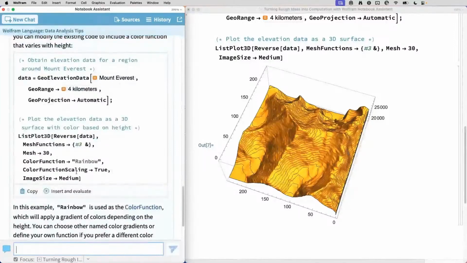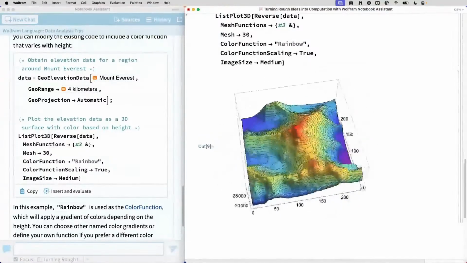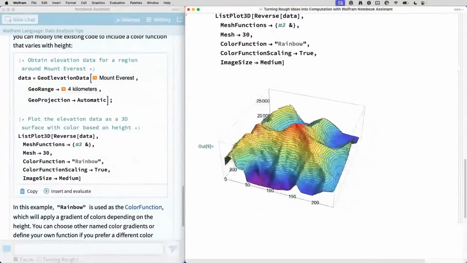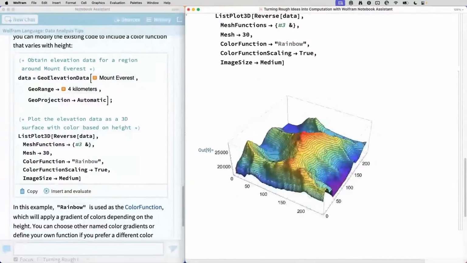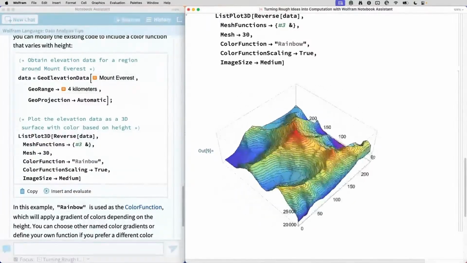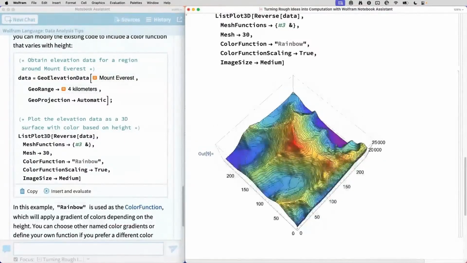Okay, so it gives us some new code here. And if we just insert and evaluate this, we get indeed exactly what we wanted. We can see that we've got a rainbow color scheme here that was just kind of the default that was picked for this. You can ask for other color schemes if you know about them, or if you want to just get roughly close to an idea of a color scheme you have.